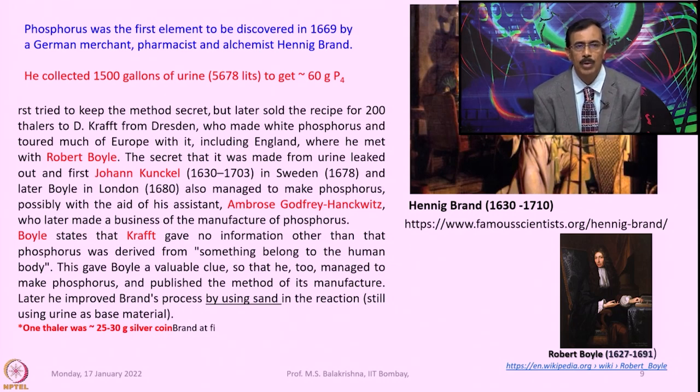So what he did was, he collected 1500 gallons of urine, that's about 5678 liters, and distilled it over a period of several days, tolerating all the stink emanating from it. Eventually he ended up making 60 grams of a glowing substance that we call white phosphorus, and it glowed in the dark. That's the reason it was named phosphorus.